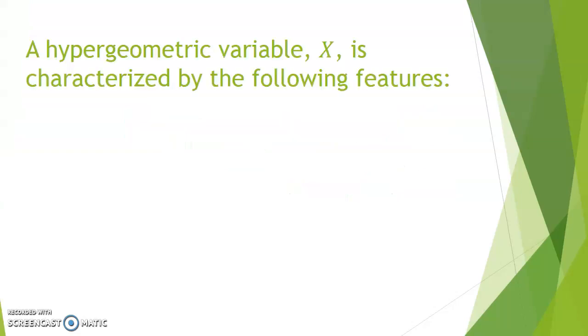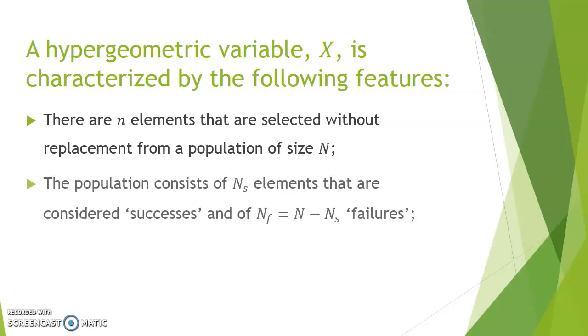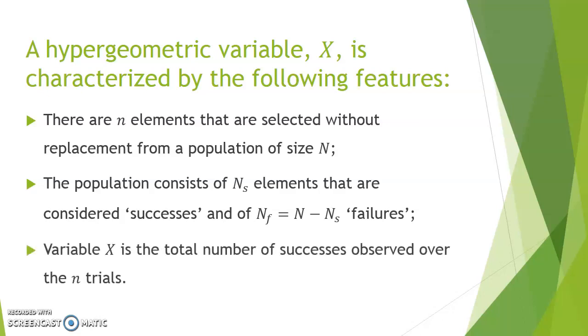A variable that obeys a hypergeometric law is characterized by the following features. There are n elements that are to be selected without replacement from a population of size capital N. The population itself consists of ns elements that we consider successes. All other elements are failures. Variable x counts the total number of successes that were observed over the n selections.